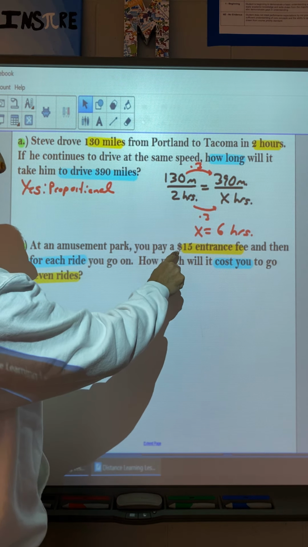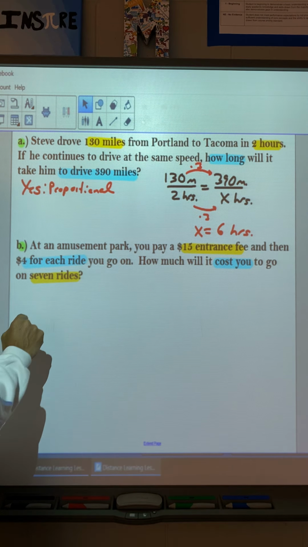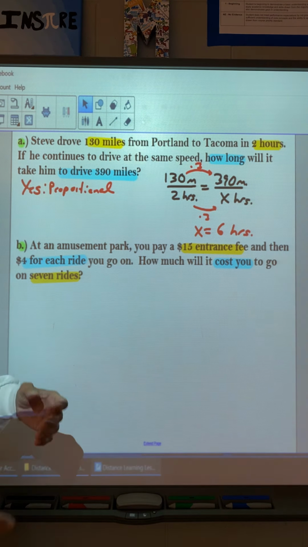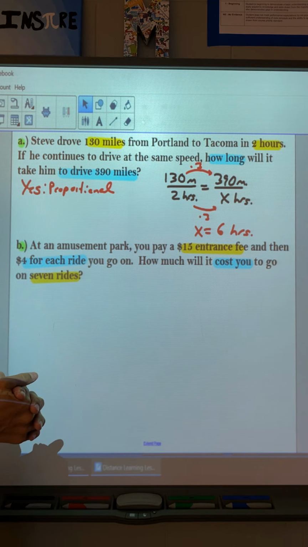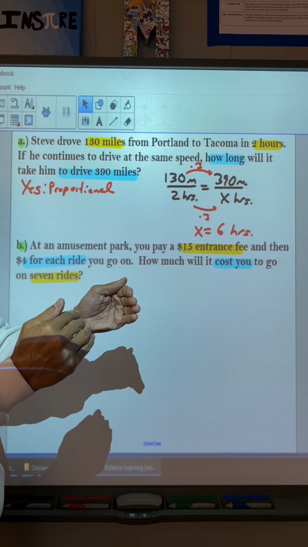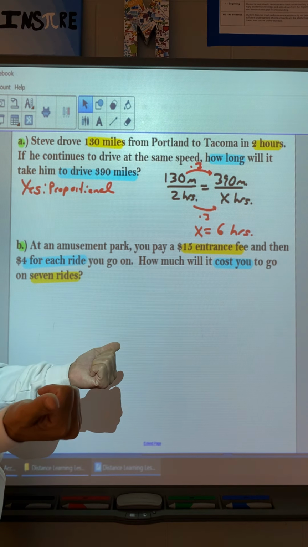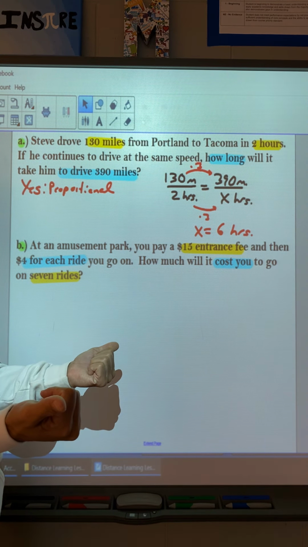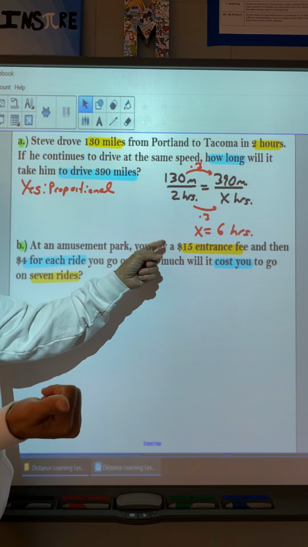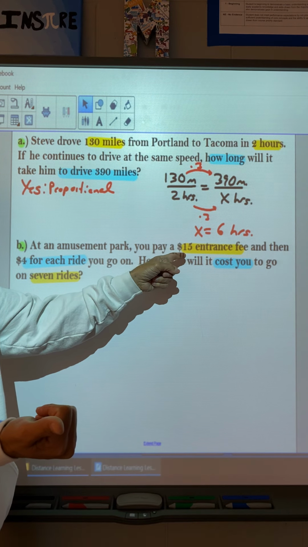An amusement park, you pay $15 entrance fee, then $4 for each ride you go on. How much will it cost you to go on 7 rides? So is it proportional? Well, I have a constant rate of $4 for every ride, but if I go on 0 rides, have I paid $0? I paid 15 bucks to get in. That messes this up. This is not proportional because we had to pay to just get into the park.